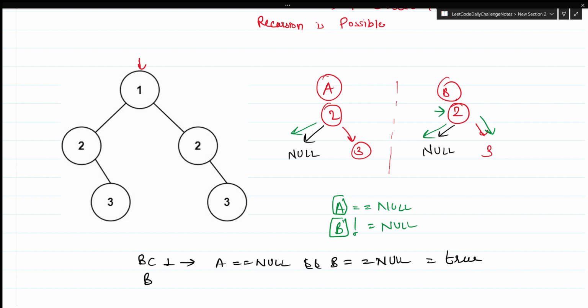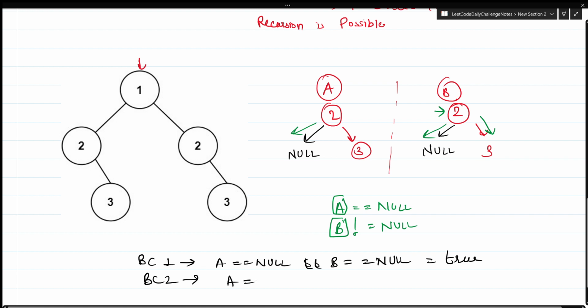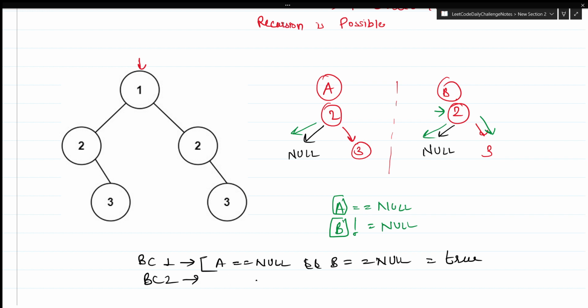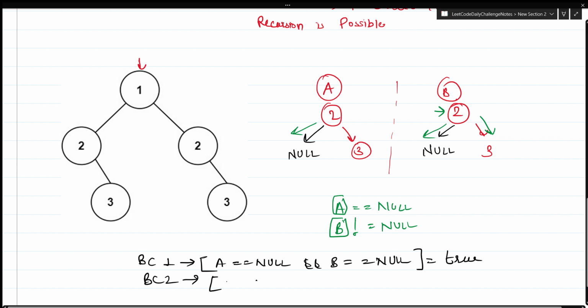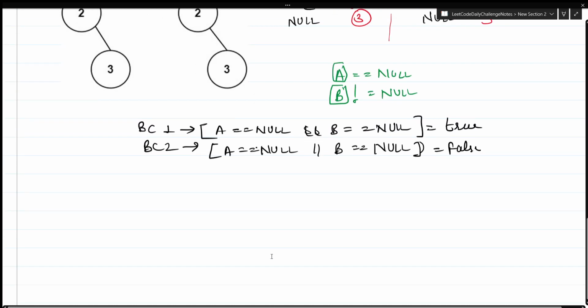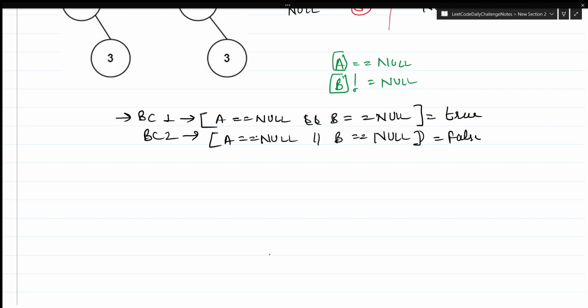Base case 2: if A is equal to null or B is equal to null, I will return false here because one of them is null. With the first case I checked that both are null, and with base case 2 I am checking that one of the roots is null. In this case either A is null or B is null, so that tree is not the same.